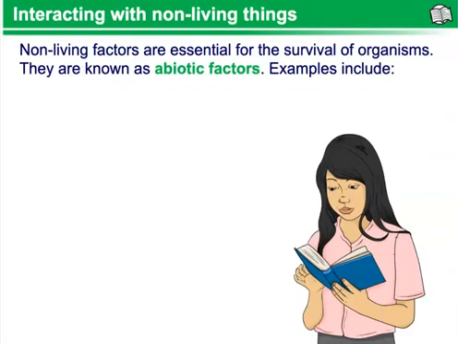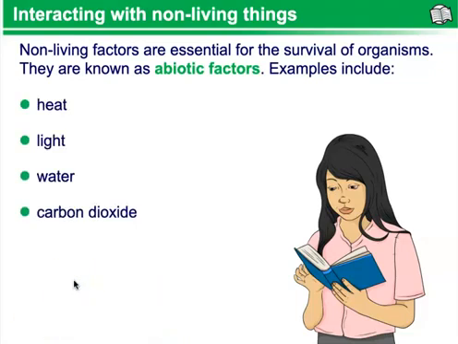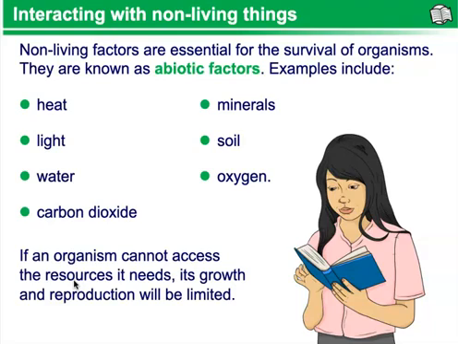Interacting with non-living things. Non-living factors are essential for the survival of organisms. They are known as abiotic factors. Examples include heat, light and water, carbon dioxide, minerals, soil, and oxygen. If an organism cannot access the resources it needs, its growth and reproduction will be limited.